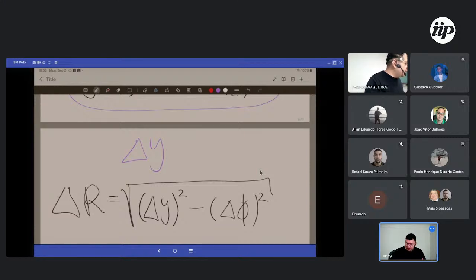So this is the message of the lecture. We need to find invariant quantities to do a correct analysis of the events that we can find in particle collisions. Okay.